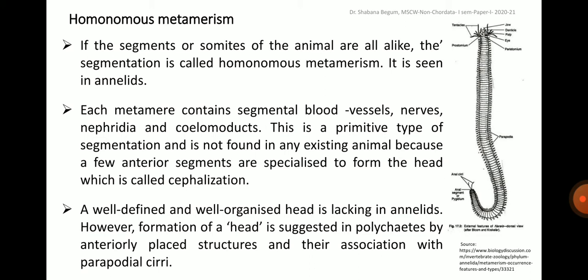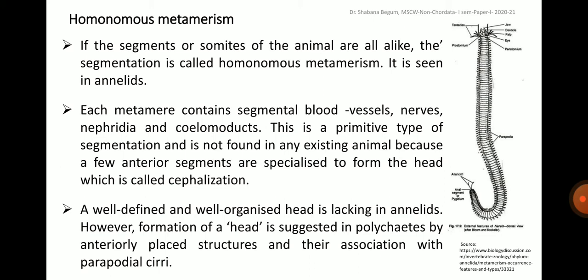Now let us discuss about the homonymous metamerism. If the segments or somites of the animal are all alike, the segmentation is called homonymous metamerism, and it is seen in case of forms belonging to the phylum Annelida, such as the nereis, the earthworm, leeches, etc. Then each metamere here contains segmental blood vessels, nerves, nephridia, and coelomoducts.